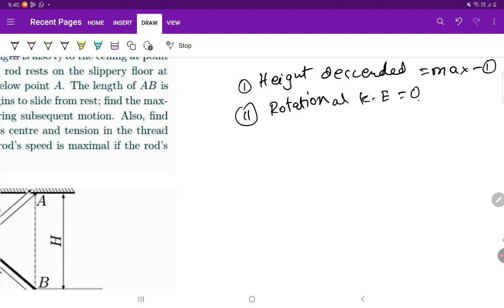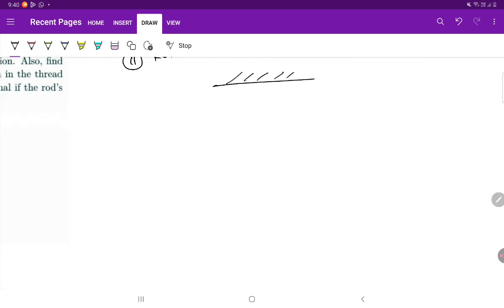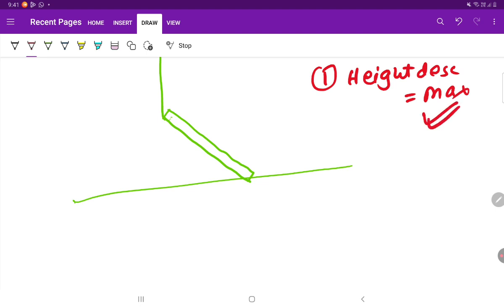Now observe this diagram. As said in the diagram, the rod is initially forming an isosceles triangle. Now, finally, if the rod descends by a height such that the thread exactly becomes vertical, then what happens? Basically, the height descended is maximum. Height descended is maximum in this case, right? So first condition is satisfied. Now the second condition is we have to minimize the rotational kinetic energy.